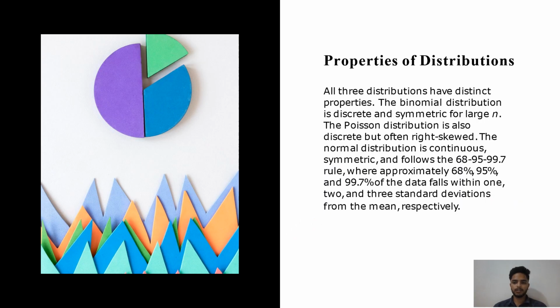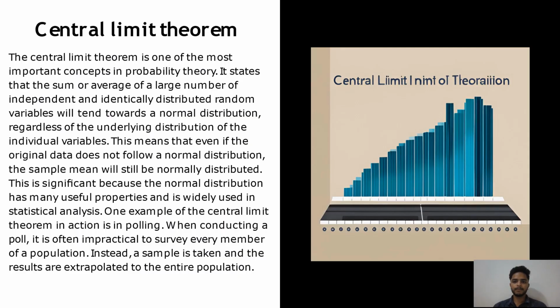Properties of distribution. All three distributions have distinct properties. The binomial distribution is discrete and symmetric for large n. The Poisson distribution is also discrete but often right skewed. The normal distribution is continuous, symmetric and follows the 68, 95 and 99.7 rule, where approximately 68%, 95% and 99.7% of the data falls within 1, 2, 3 standard deviations from the mean respectively.